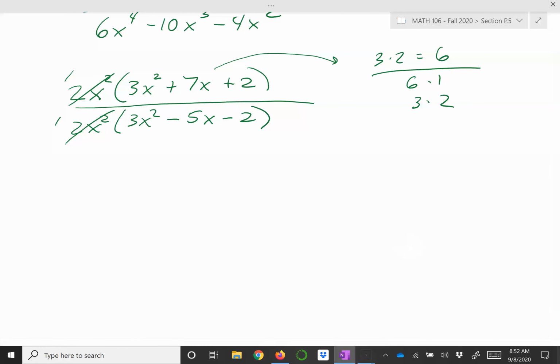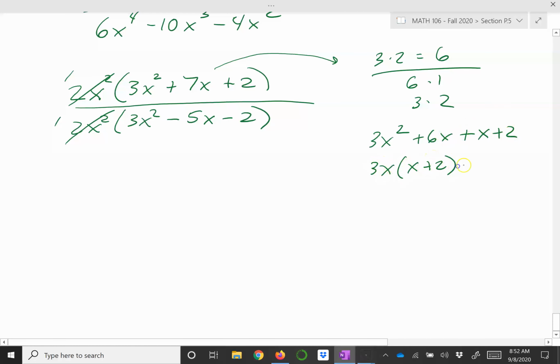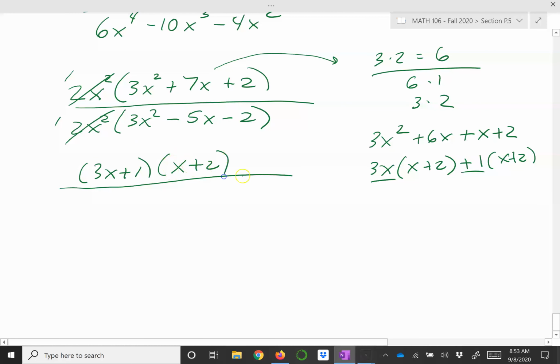So again, I'm going to do 3x squared, the first term is the same, and then plus 6x plus x plus 2. So then I take out a 3x. So now I'm factoring by grouping. It'll be x plus 2 plus 1 times x plus 2. All right, so now I know the denominator is going to be 3x plus 1, right? That's what was left over here, times x plus 2.